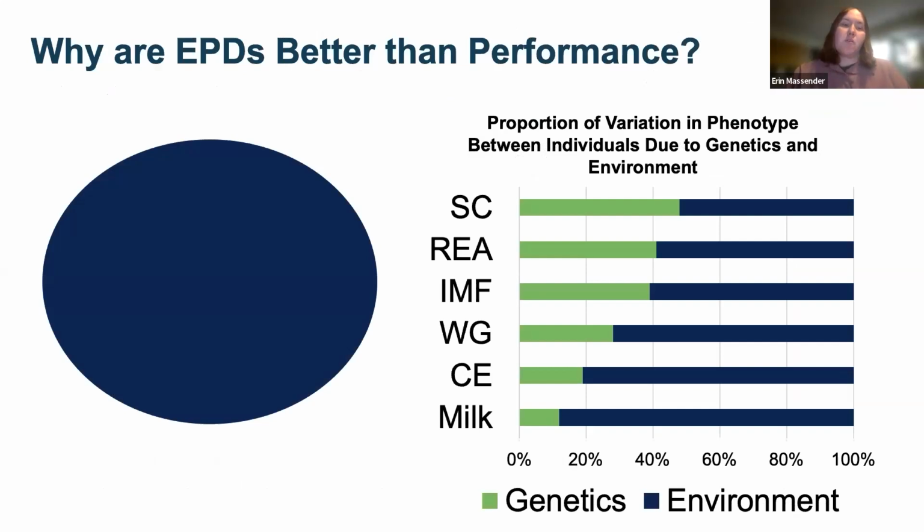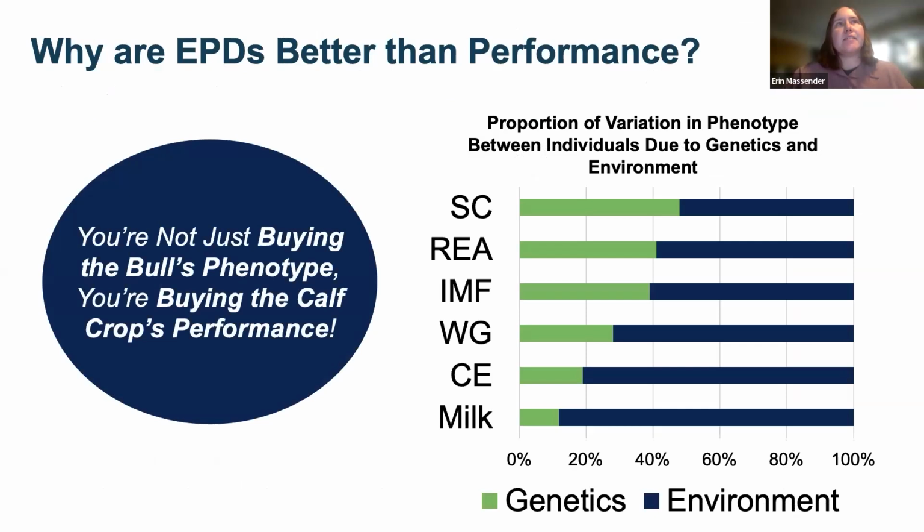Although phenotypic performance information is very important and useful in our decision making, we should also take a look at the EPDs. And the reason being that you're actually buying the bull's calf crop performance, not his own performance when you select a bull. So it doesn't matter if he was the heaviest bull calf in the group where he came from. What we really want to know is whether his calves are going to wean heavy or whatever trait it is that we're of interest.